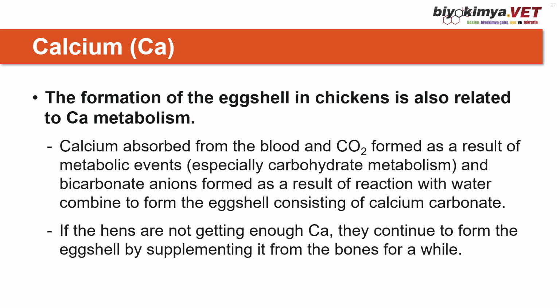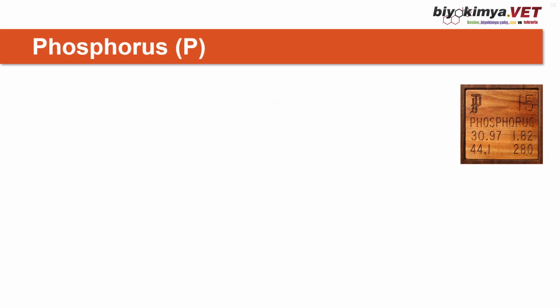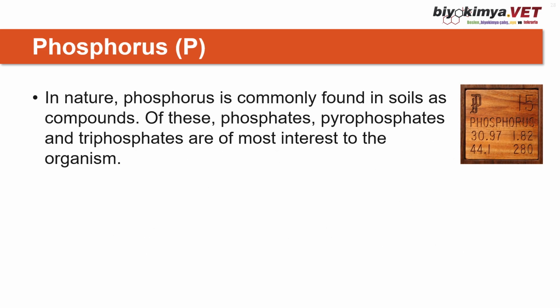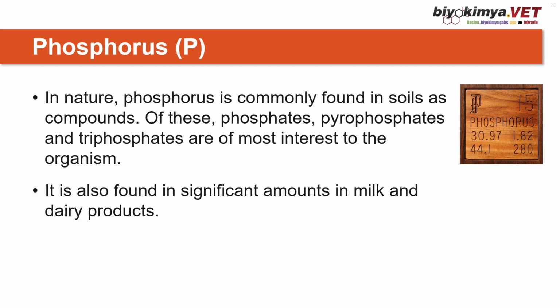And we'll finish the calcium. It's time for phosphorus. In nature, phosphorus is commonly found in soils as compounds. And of these, phosphates, pyrophosphates, and triphosphates are of most interest to the organism. It is also found in significant amounts in milk and dairy products.